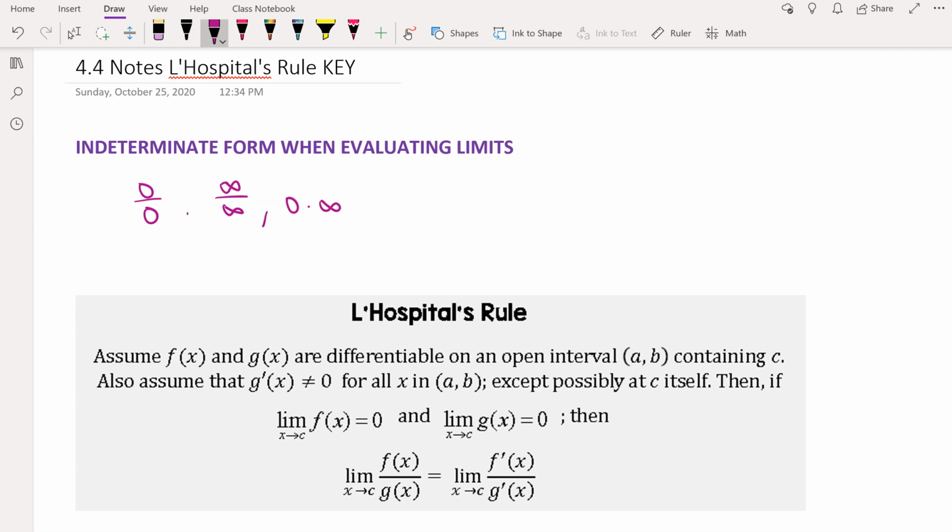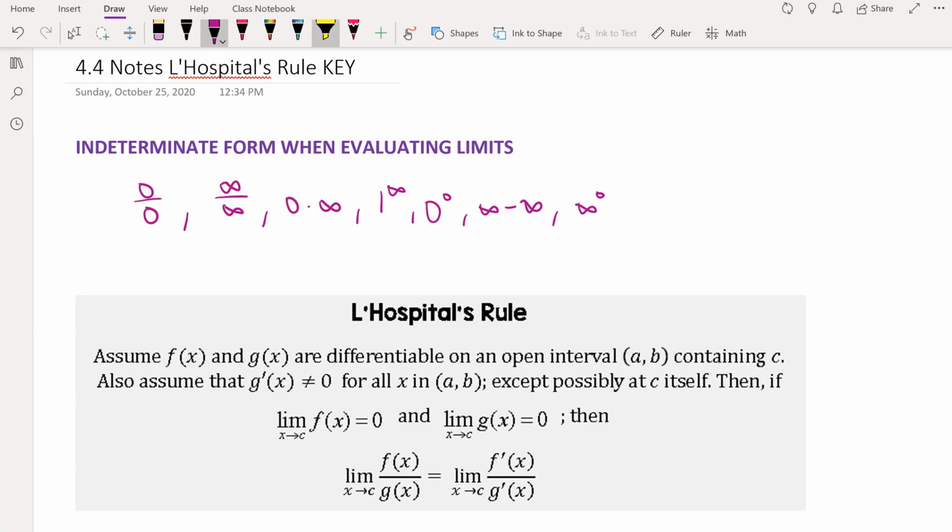Here, I need to separate these by commas for y'all. All right, you could have 1 to the infinity, or a number to the infinity. You could have 0 to the 0. You could have infinity minus infinity, or you could have infinity to 0. These are all versions of indeterminate form.